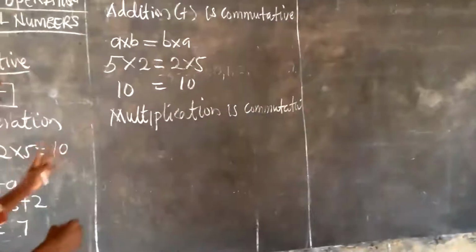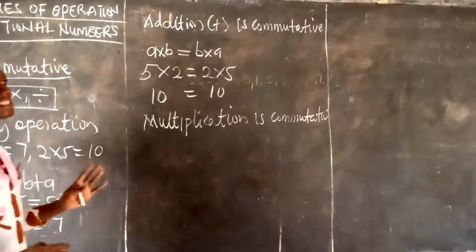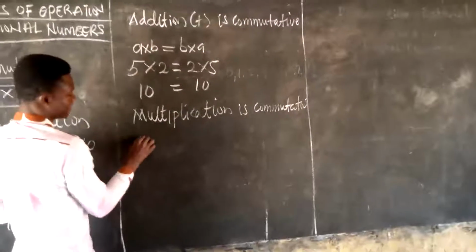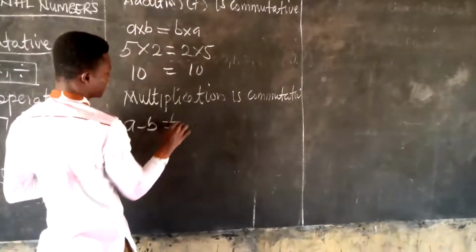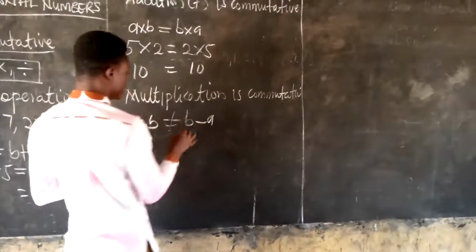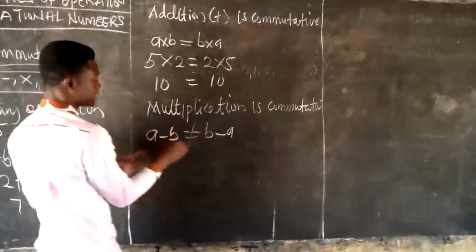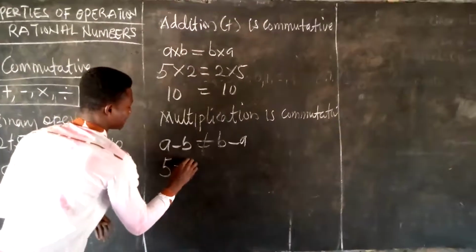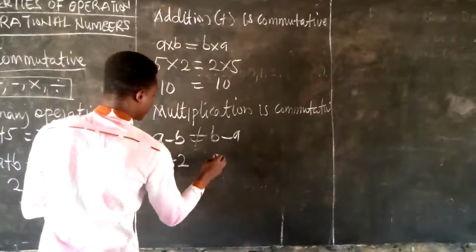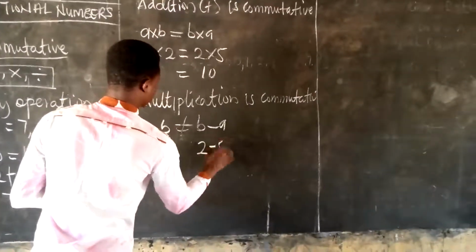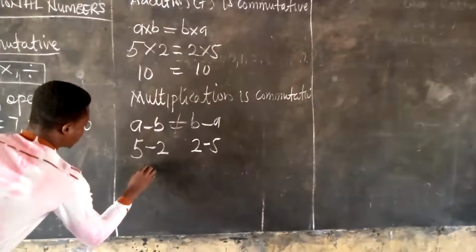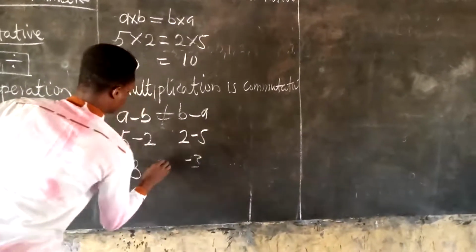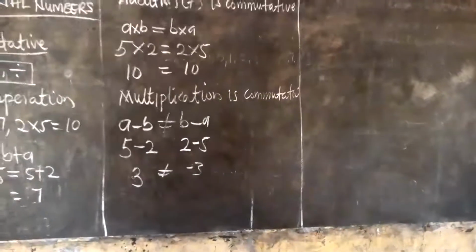Please, one thing that we should know about commutative is that subtraction and division are not commutative. For example, A minus B is never the same as B minus A. So let's try something and say, if I have 5 minus 2, can you get the same answer as 2 minus 5? 5 minus 2 gives us 3. This 2 minus 5 gives us minus 3. So we say that they are not commutative.